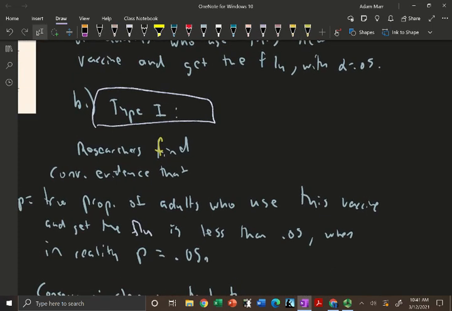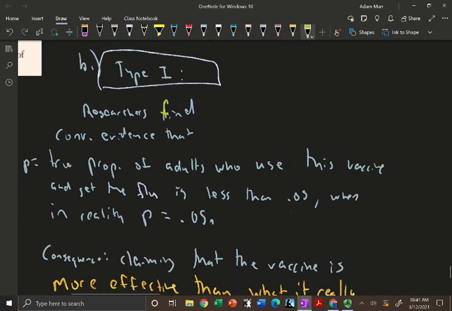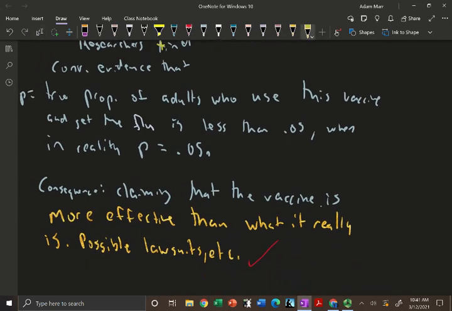So let's think about this. What could be a consequence of this? If the researchers say this, the company will go by what the researchers say. So the company is going to make the claim that less than 5% of people who use their vaccine actually end up getting the flu, but it's actually 0.05. So the company is basically lying. That's a pretty serious thing. The consequence is claiming the vaccine is more effective than it really is. This could mean lawsuits. This could be a really serious thing. That's a type 1 error.